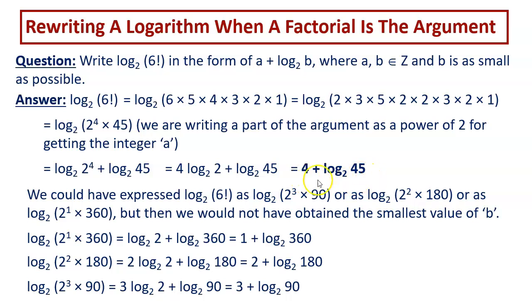Therefore, our final answer is log of 6 factorial to the base 2 can be written in this form: 4 plus log of 45 to the base 2. Clear?